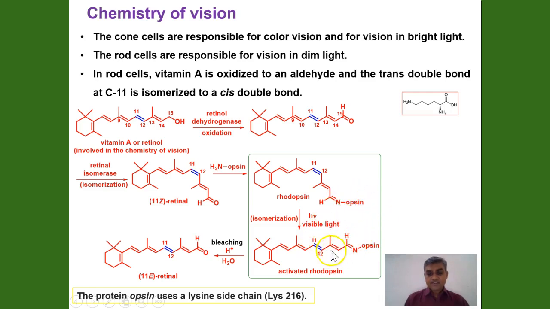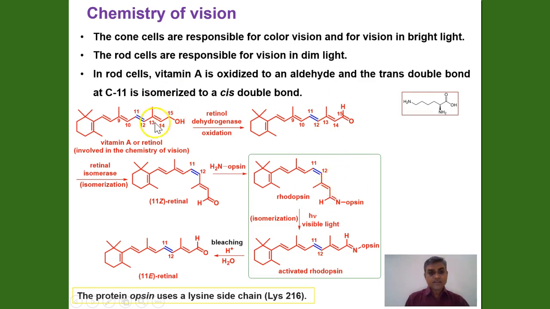And once this trans is formed, the geometry of the opsin molecule is disturbed and it now becomes a loose interaction. The molecular geometry of the opsin is disturbed, and then this undergoes hydrolysis very easily. The process is called bleaching. Once again we get retinal. Now this retinal, once it is formed, again the same sequence of reactions occurs.